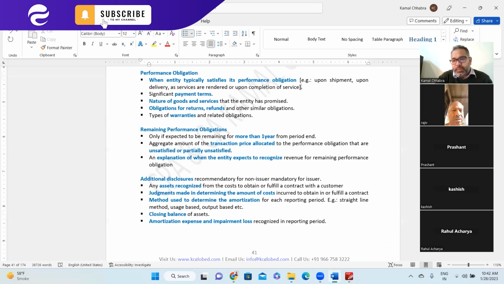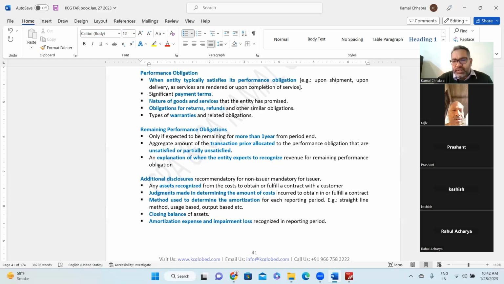Next is significant payment terms. So in your business, what is your normal receivables like? For example, in the medical industry, let's assume hospitals, they all have advance business. They do not have much receivable, right? Whereas some manufacturing companies generally give 45 days, 60 days, 90 days credit to their customers, right? So whatever is your business collection cycle or average payment term, that you need to disclose.